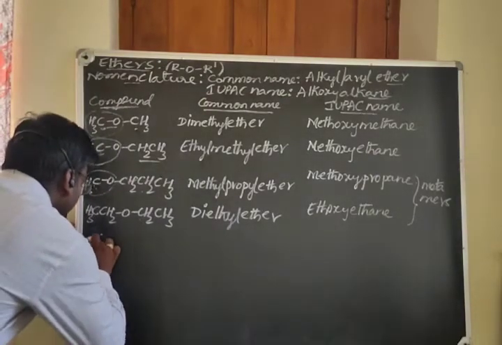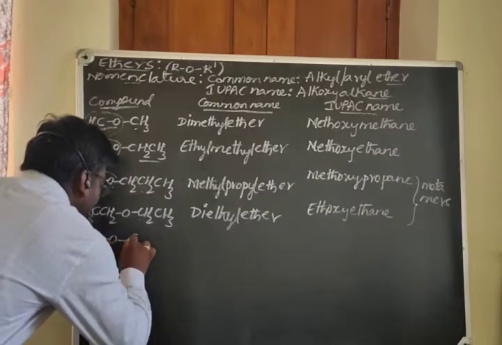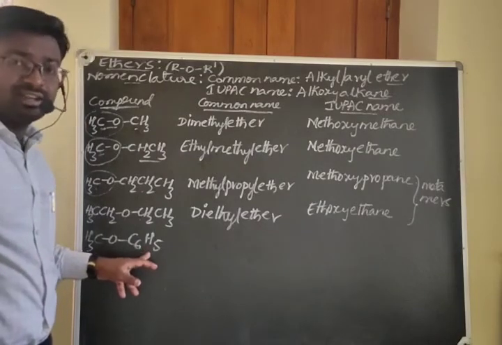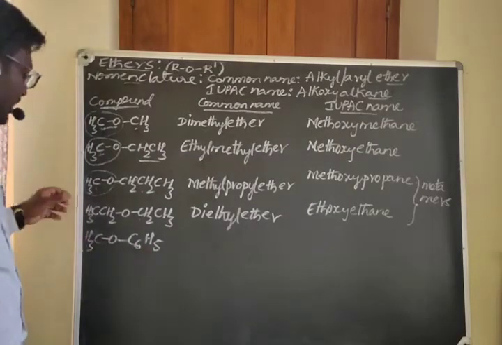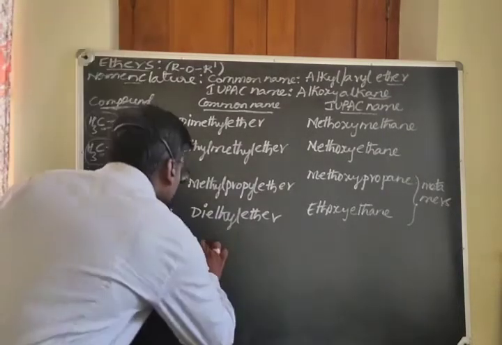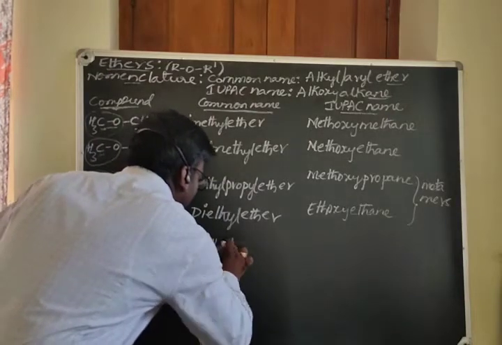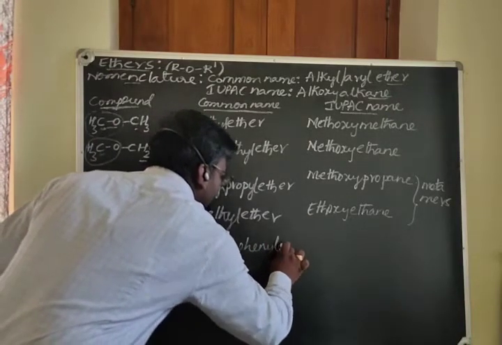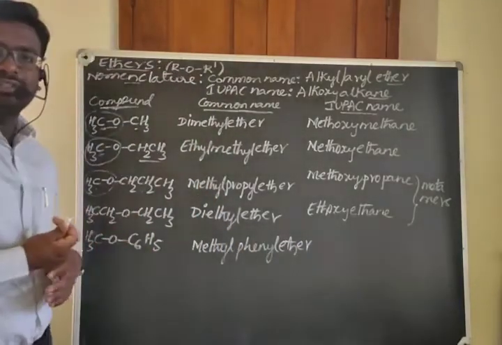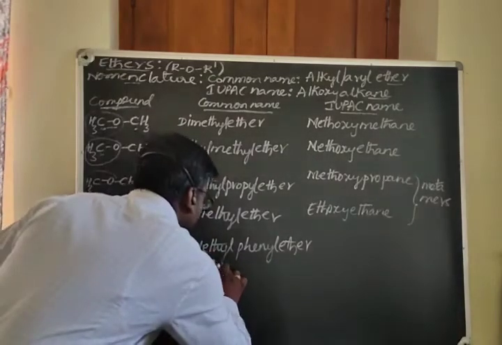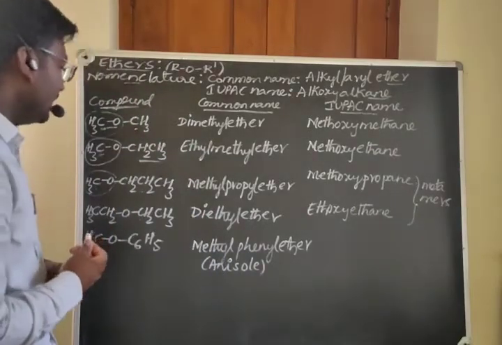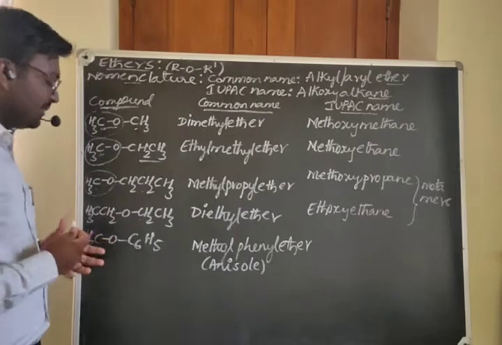For example, take CH3OC6H5. What is this C6H5? You call it the benzene ring or phenyl group. Now, what is the common name? Methyl phenyl ether. Other than that, we have a commercial name for this compound called anisole. It is a very popular name also. Okay, anisole.